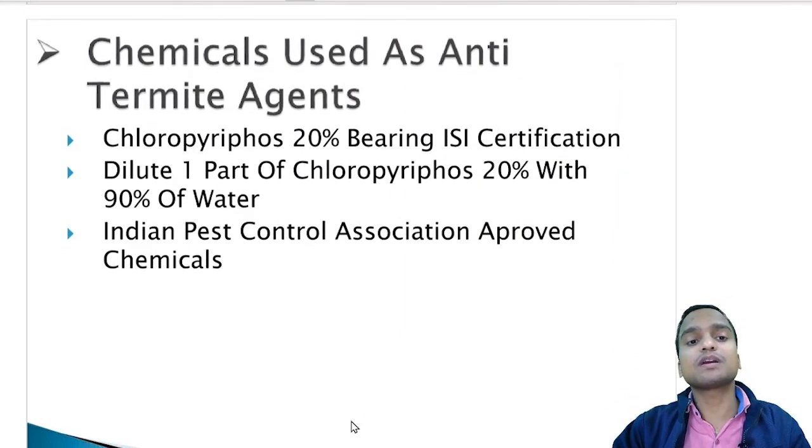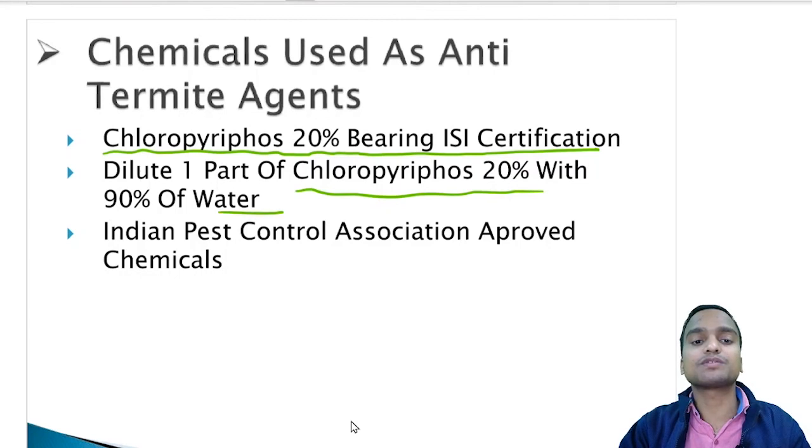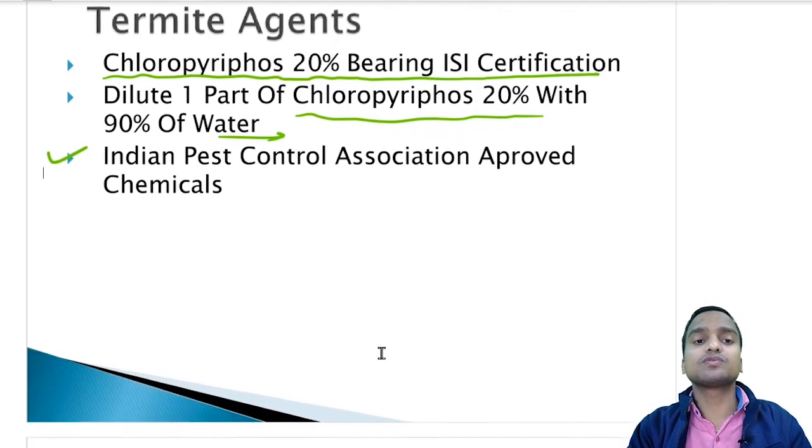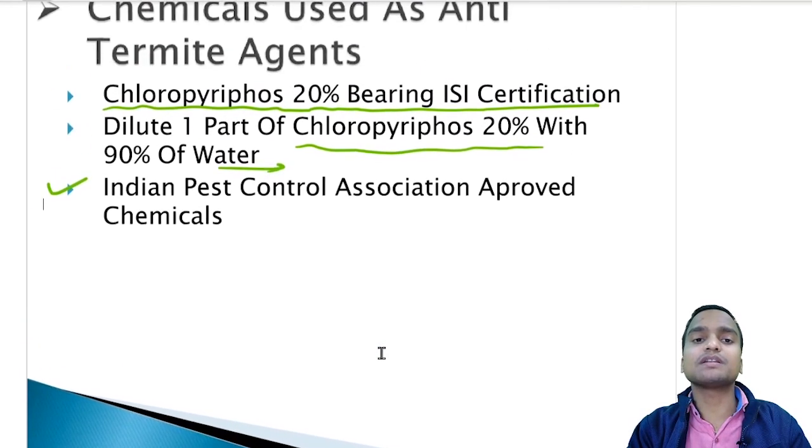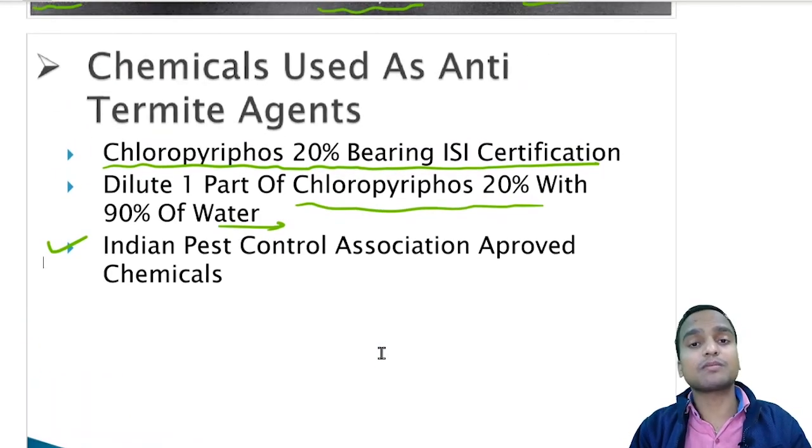So this is another chemical, chlorpyrifos, and this is a 20% solution bearing ISI certification, and this is diluted 1 part of chlorpyrifos with 90% of water. So this can also be used as a chemical anti-termite agent, and this is approved by the Indian Pest Control Association. So these chemicals are important for the prevention of termites when we have different signs of infestation of termites in a house.